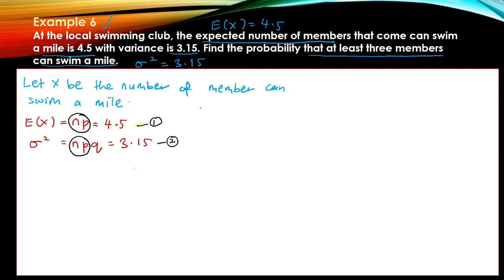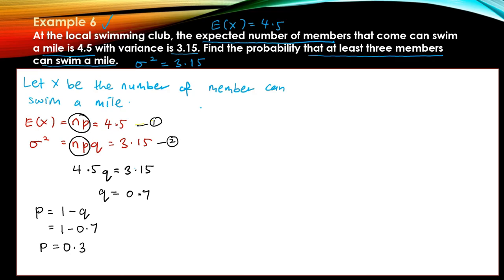Therefore, we will write such that 4.5q equals 3.15. Therefore, we will have our q equal to 0.7. Since we already get our q, we can find our p. Our p will be equal to 1 minus q, which is 1 minus 0.7. So our p will be equal to 0.3.